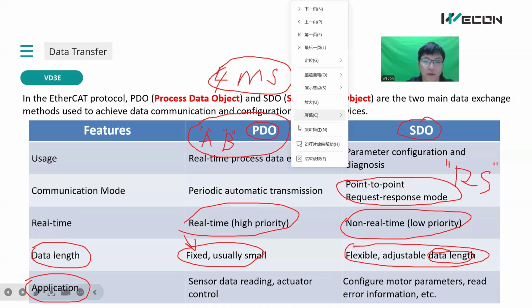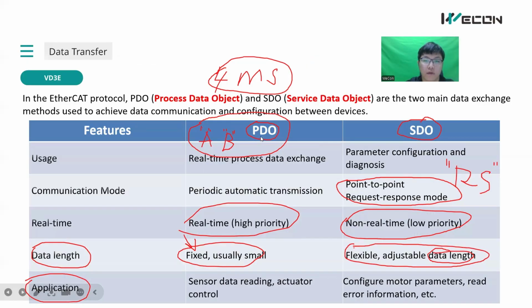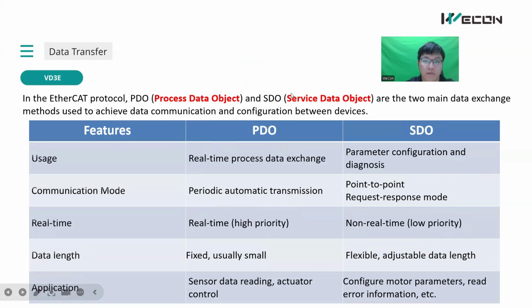It's not recommended to configure too many parameters in PDO, because it will influence our running speed. So we just put some very important parameters, which require high-speed refresh, in PDO.